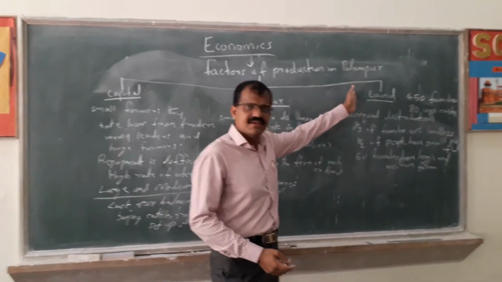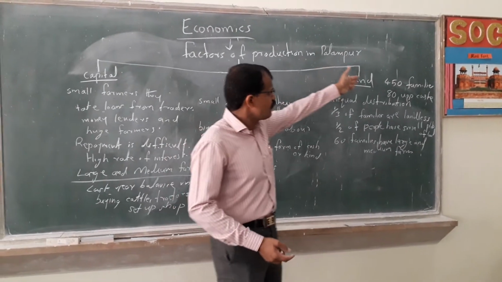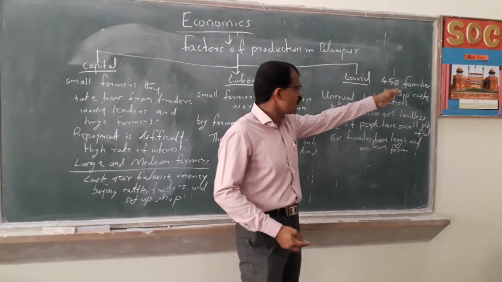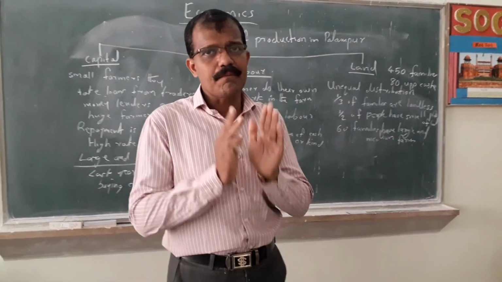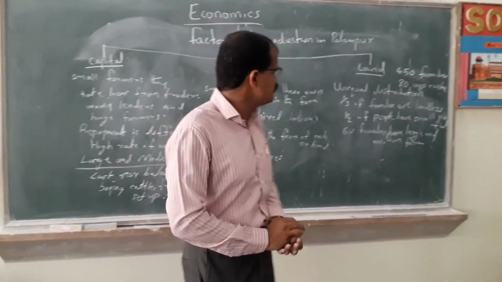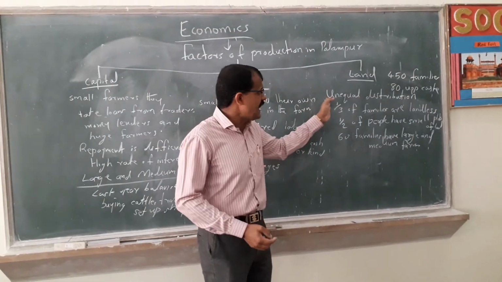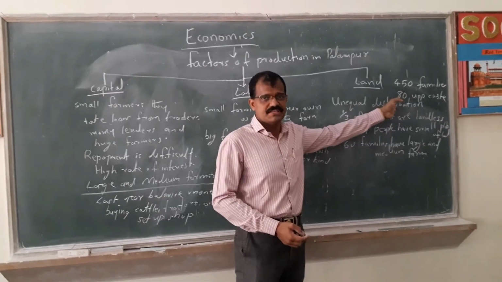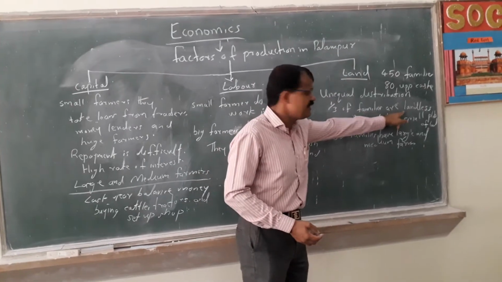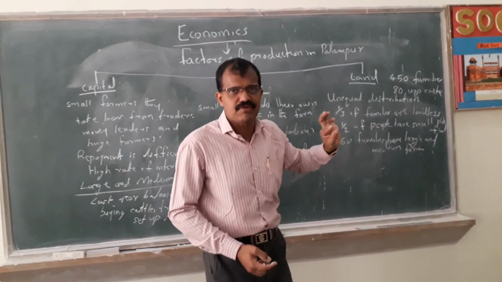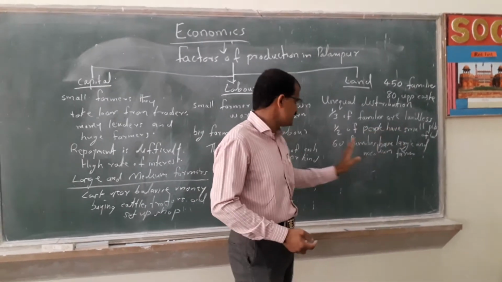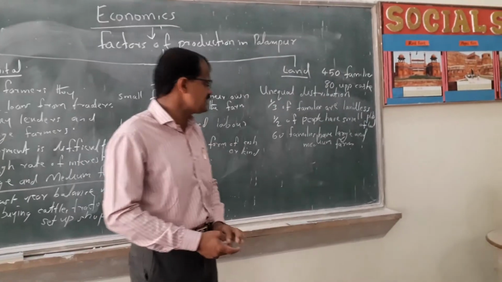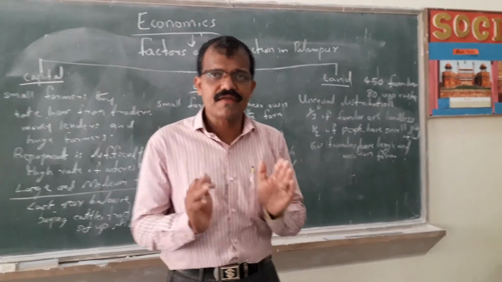First of all, land. The entire land. There are 450 families. Among these 450 families, 80 families are upper caste, that we learned. Those upper caste families possess the majority of the land. This means unequal distribution of land; land is not equally distributed. One third of the families are landless. Half of the people have a small plot of land, and 60 families have large and medium farms. This is about the land.